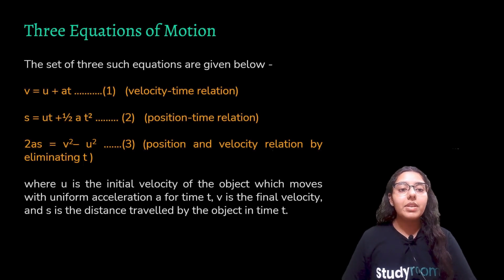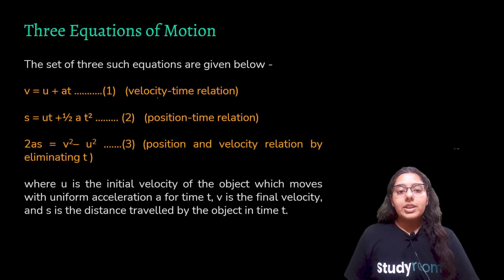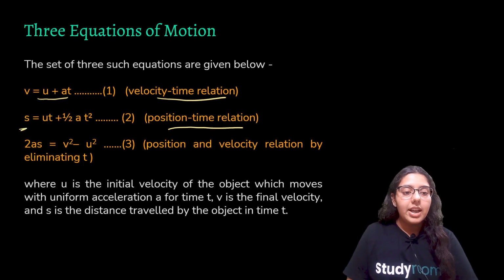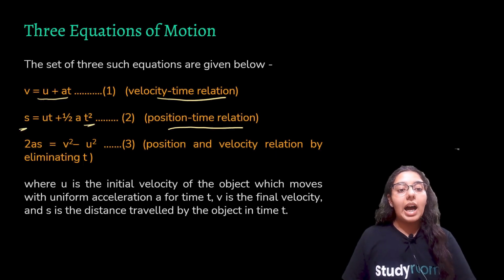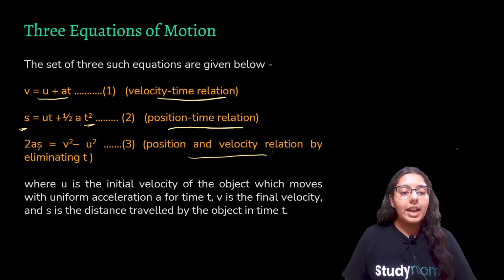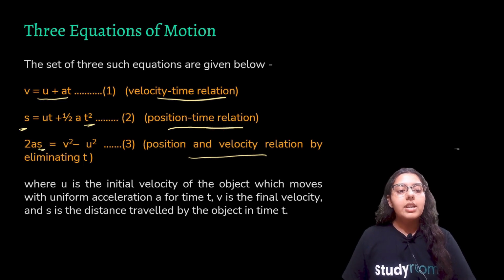So what are they? First is the velocity-time relation, that is v = u + at. Then the position-time relation, where position is related with time, that is s = ut + half at square. Third is the position-velocity relation, a relation between s and the velocities, so it is 2as = v square minus u square.